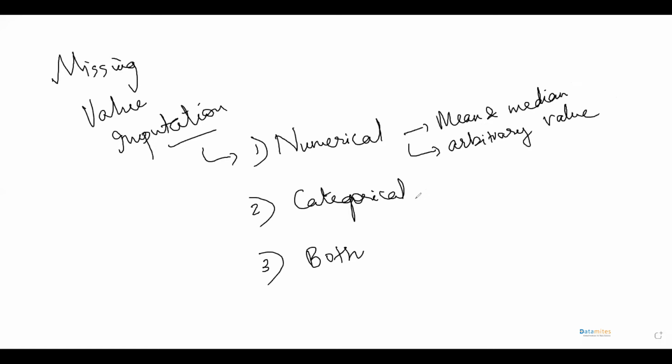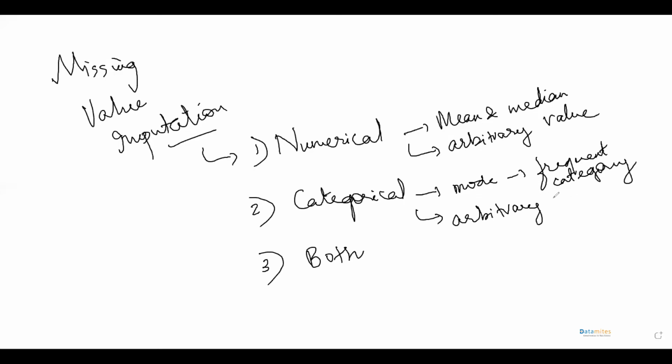When it comes to categorical data, we'll be discussing mode imputation, which can also be called frequent category imputation. The second technique for categorical data that we'll discuss is, again, arbitrary value. When it comes to arbitrary value, we'll be replacing them with a category called missing. So basically, we will be creating another category for all the missing data itself.